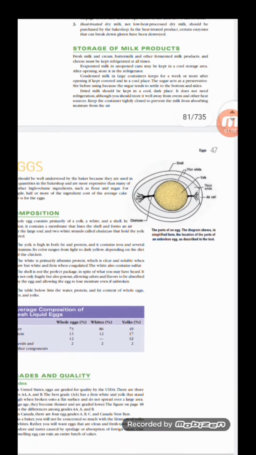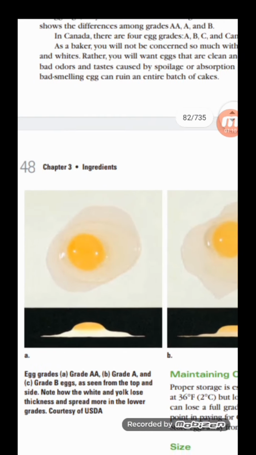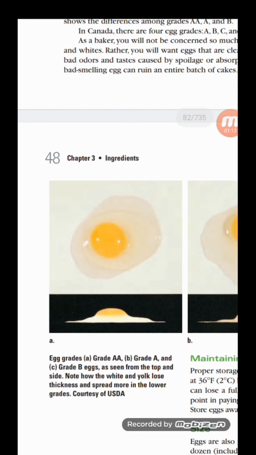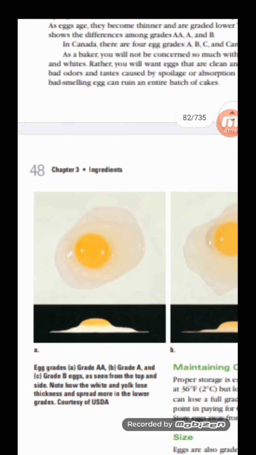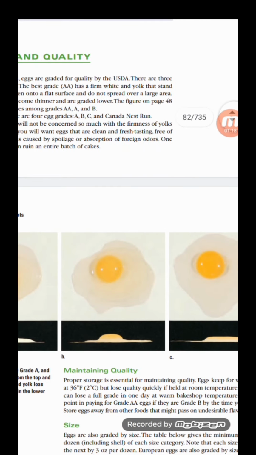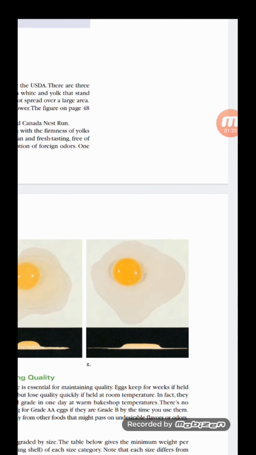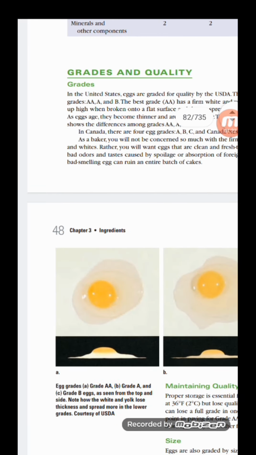So the difference between a fresh egg which has been laid just the same day, it would look like this when it is broken. In contrast, the older it gets, the white tends to spread around. It tends to spread out in this fashion, right?